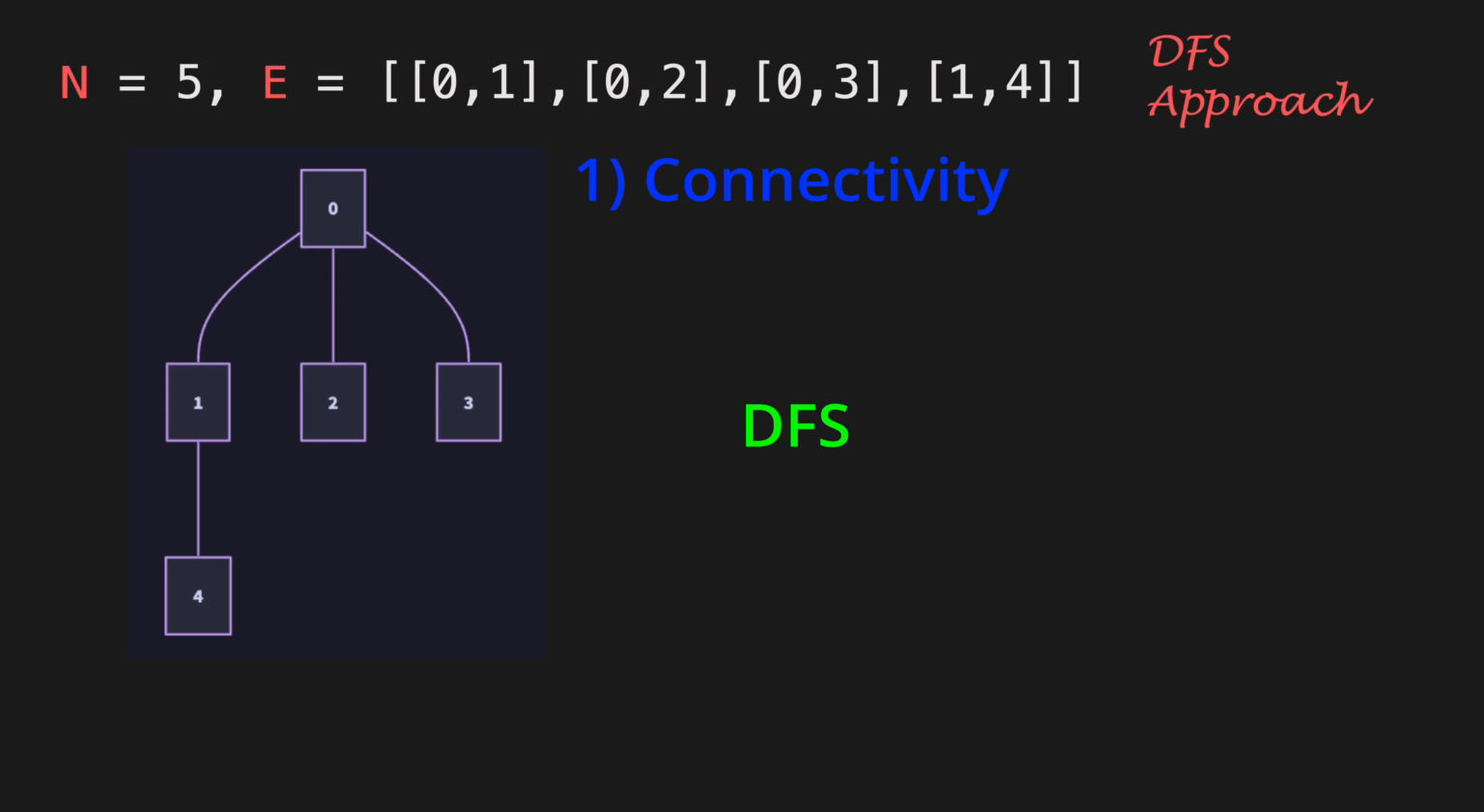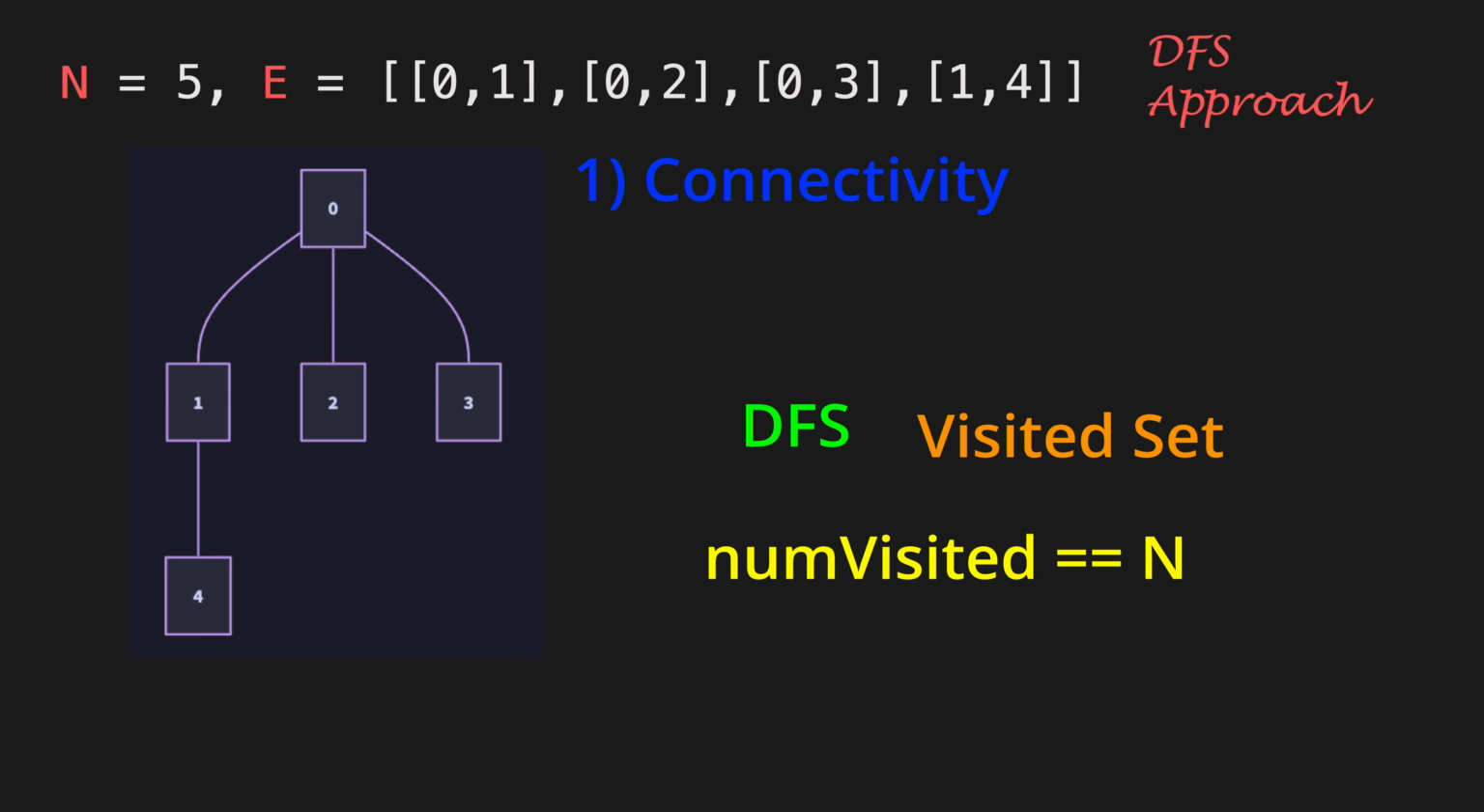In depth first search, we use a visited set to mark the nodes we have explored during the traversal. If the number of nodes we have visited, for example 5 here, matches the total number of nodes given to us, then we can be sure that the graph is connected.